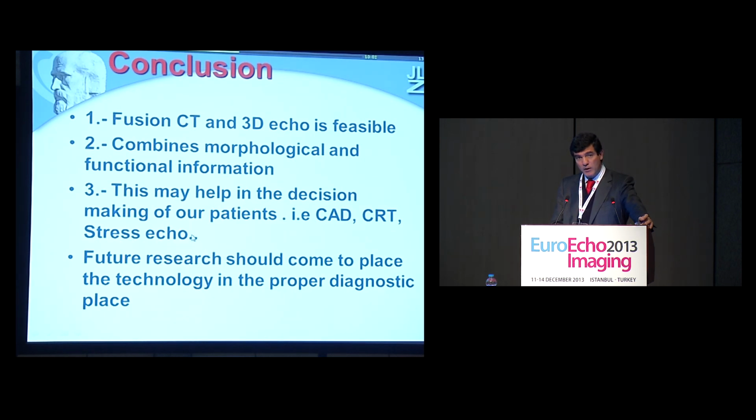And assessing function in stress echo, because, as you know, coronary disease is not a morphology disease, it's a functional disease. So future research for sure should come to place this technology in the proper diagnostic place that is here.